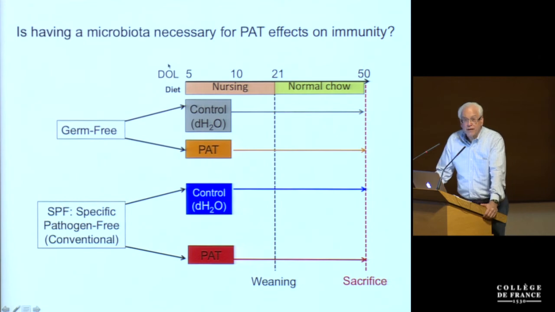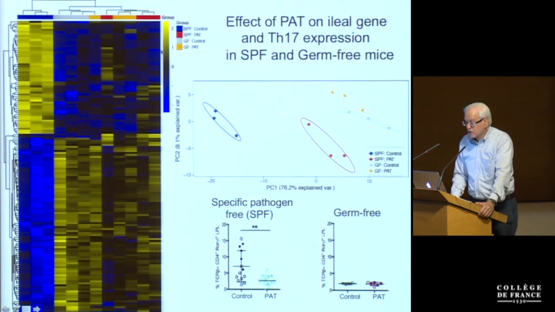Now, is that an antibiotic effect or a microbiome effect? And is the microbiome necessary for the effect? So to answer that question, we gave the antibiotic or not to germ-free mice to see if there would be effects on gene expression. And as a control, we gave the antibiotic or not to conventional mice and studied them 40 days later. Here's the NanoString heat map again.